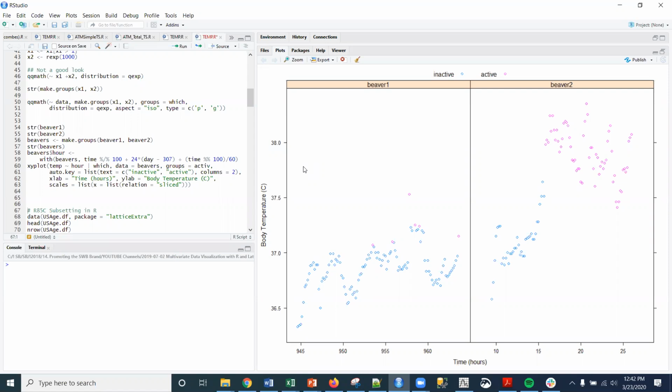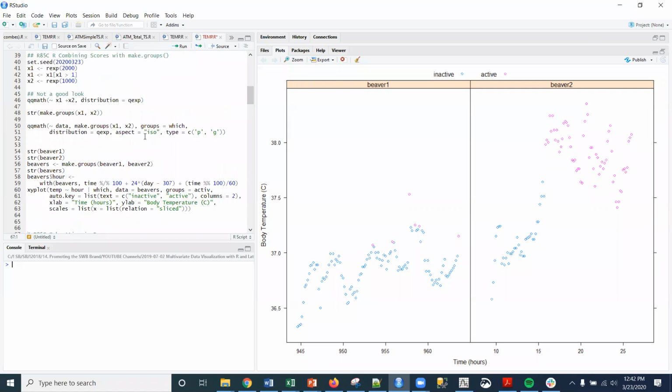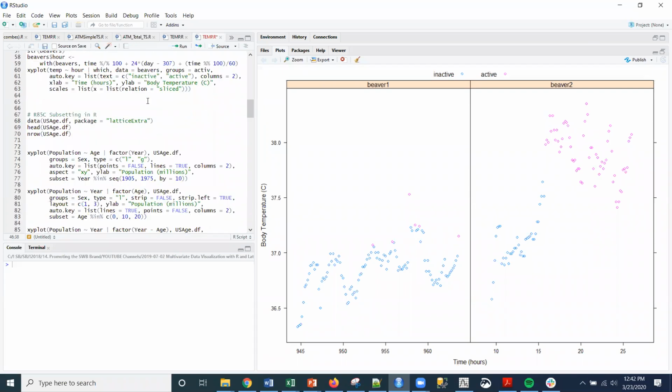Today we're going to continue our multivariate visualization series in R. Hopefully you were with me last time when we were talking about combining scores with the make groups function in R. Today we're going to be talking about subsetting in R and using this capability to generate subsets and panels of data.